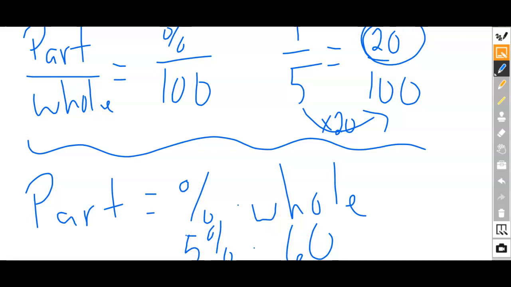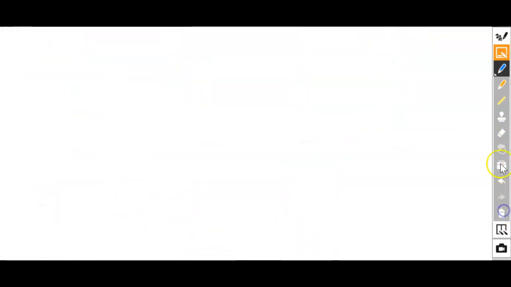Does that make sense? Now, if they give you the part, those are the tricky ones, right? Because if they give you the part and the percent, we have to divide. We'll look at some of those.